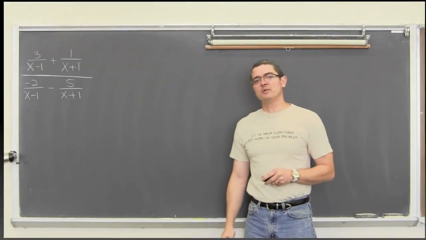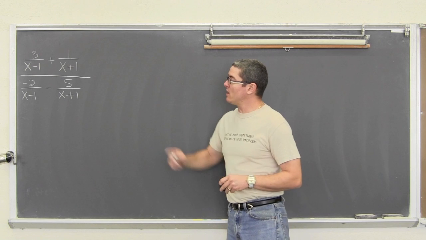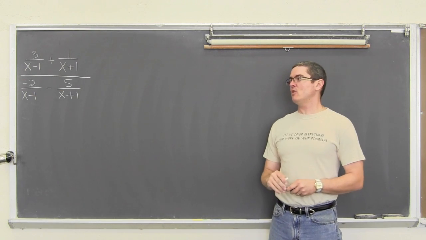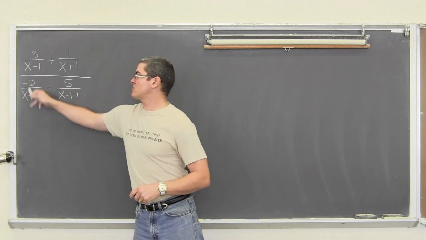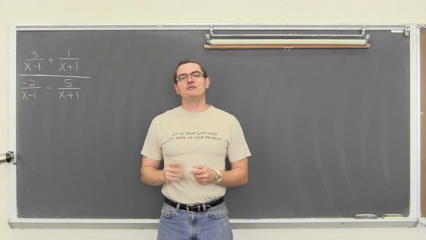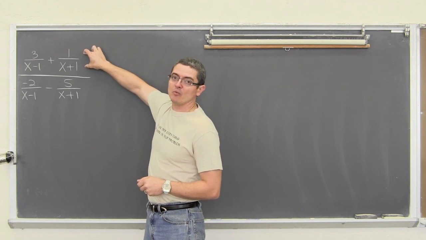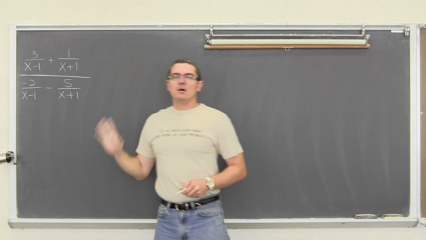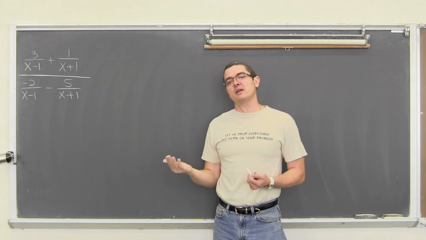Here's my 5th example. 3 over x minus 1 plus 1 over x plus 1 all over negative 2 over x minus 1 minus 5 over x plus 1. In this problem, none of these denominators share any common factors. So this fraction, for example, needs to get multiplied in the numerator and denominator by x minus 1, this one by x plus 1. But the steps for this problem are the same as the previous example I just worked out.